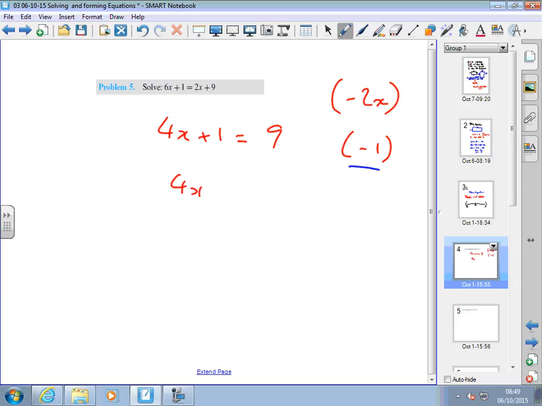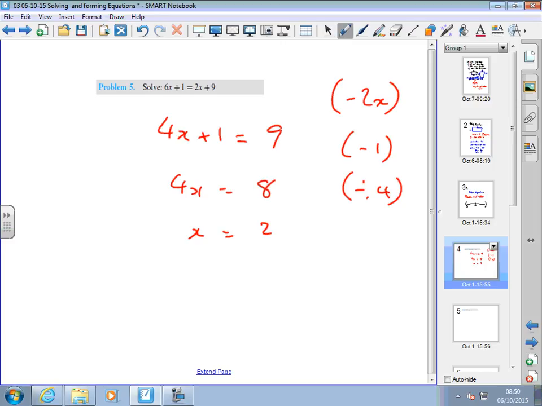4x equals 8. Divide now. Now divide both sides by 4. X equals 2. And that's the sort of process we go through. It will always work. Whatever you do, so long as you do it to both sides, it will always work.